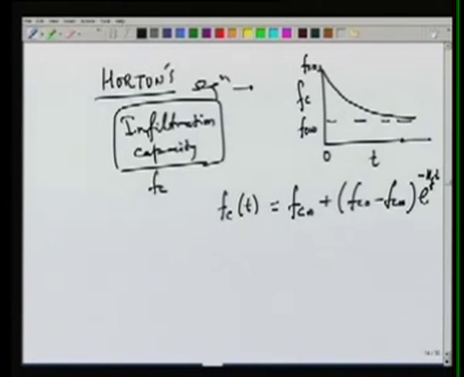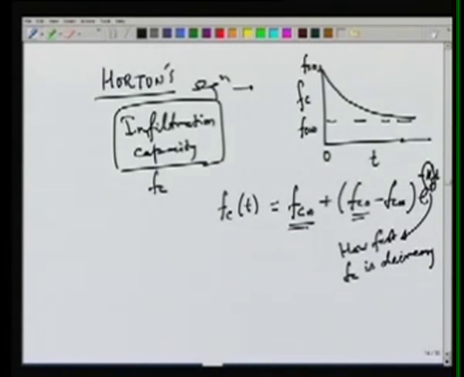is an exponential equation where the steady state value is this, the initial value is this, and Kf is a constant for this infiltration, which will decide how fast Fc is decreasing. So if Kf is large, then Fc is decreasing very fast. If it's small, then it's decreasing slowly. So that will be a function of the soil type.